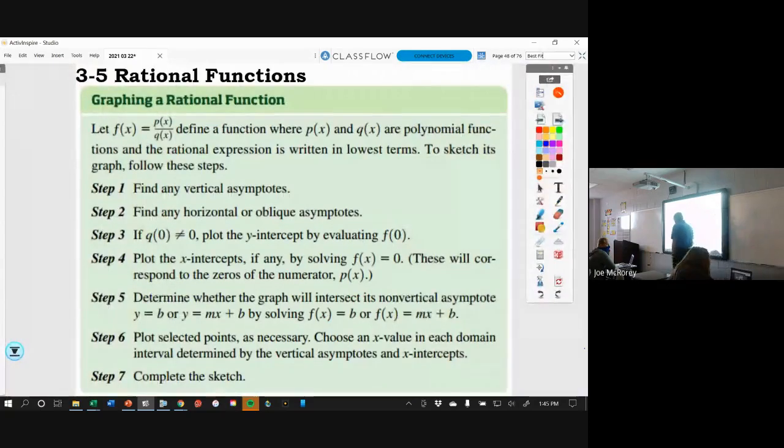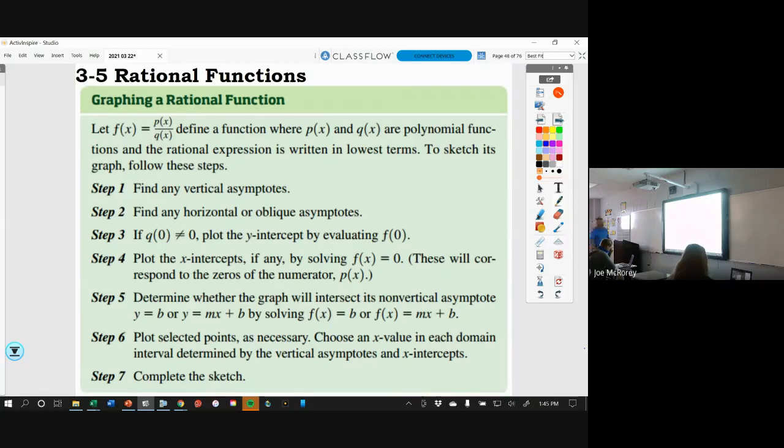Nicole. Okay, here are the 7 steps. We're about to graph some of these. First thing we want to do when graphing these is establish where are the vertical asymptotes, if any. Step number 2, find the horizontal or oblique asymptotes.